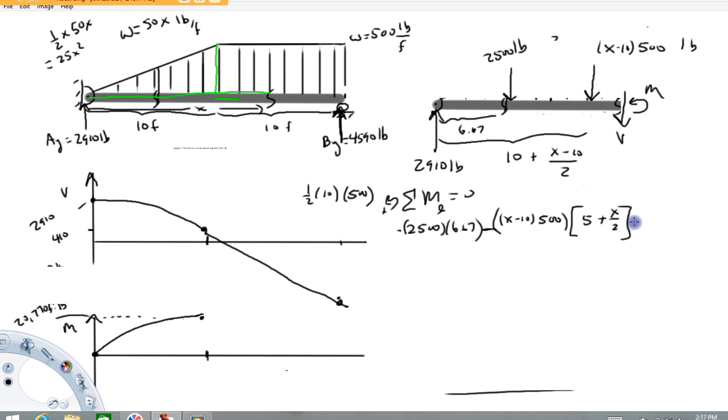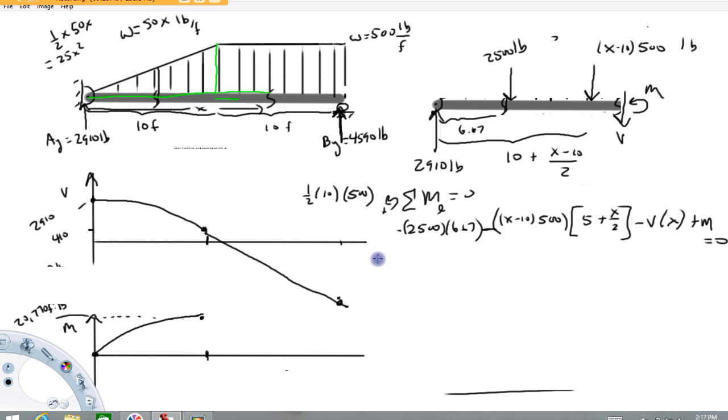Then we're going to have the shear force times this distance. So I'm going to put minus shear, and again we're calling that x from here to here. And then we're going to have plus the bending moment equals 0. There we go. So we got a big long equation out of this.